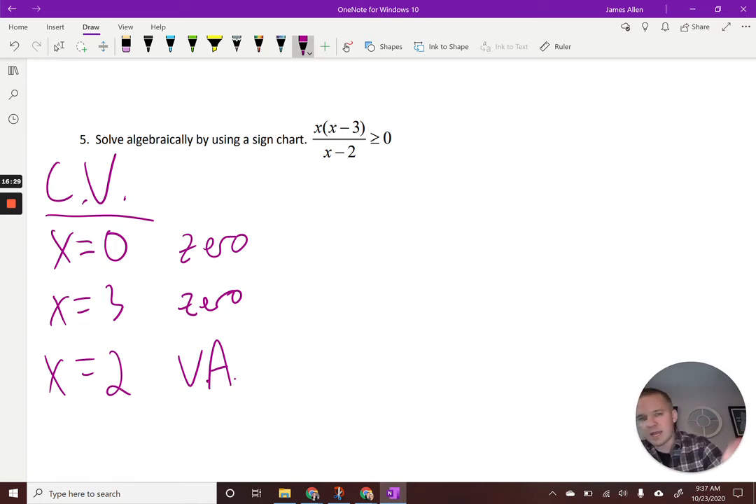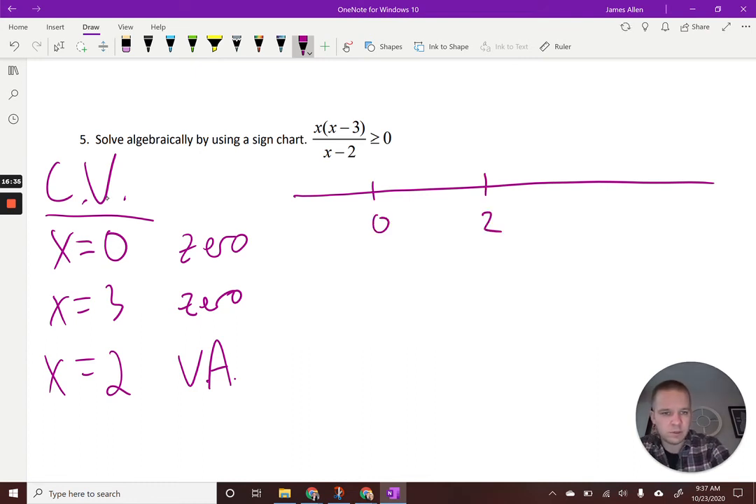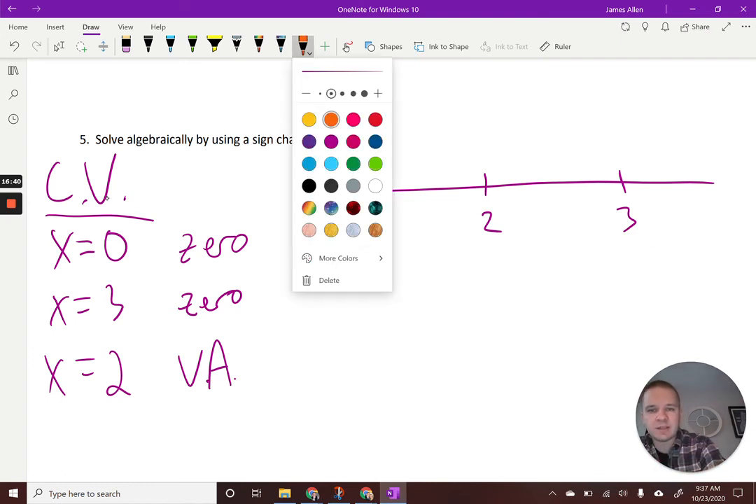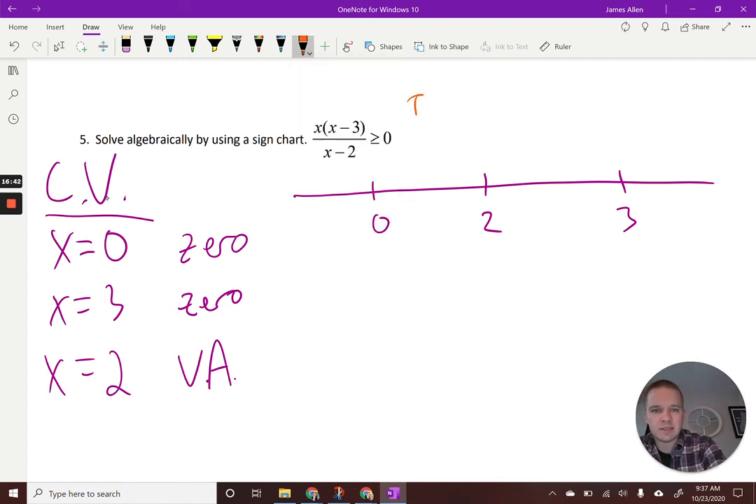Excellent. Number line time. So I have 0, 2, and 3. Excellent. Let's put down some test values. Test values will be in orange. So I'm going to go less than 0, which is -1. Between 0 and 2 is 1. I got 2.5 here, and I got 4 right here. Remember, we're just worried about positive or negative.